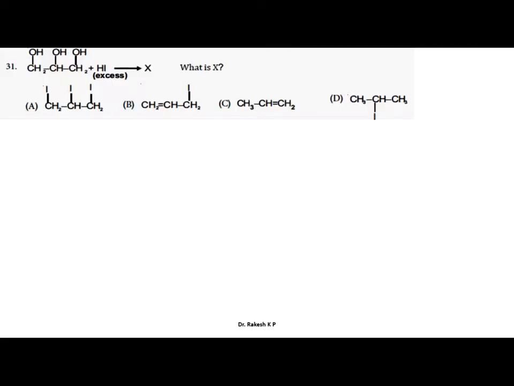Now see the next question here. That is the 31st one. The glycerol reacts with excess of hydrogen iodide. Okay, so what is X in this one? So let me write down the particular reactions here.